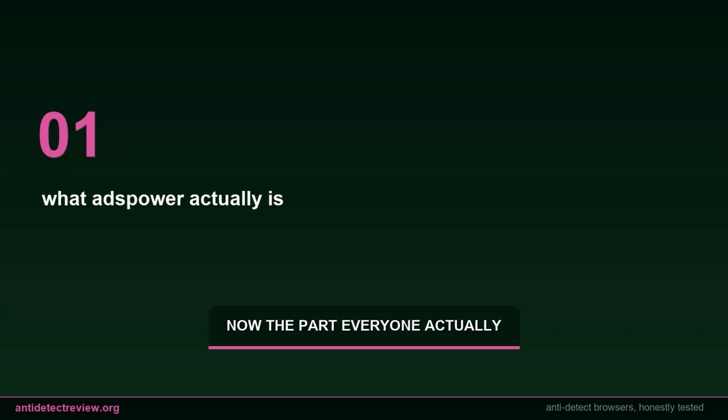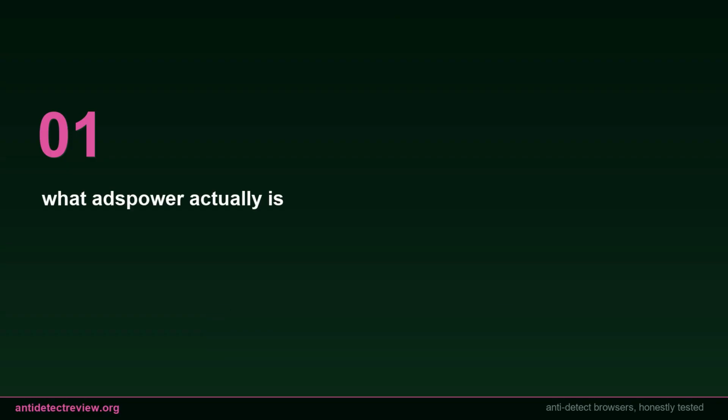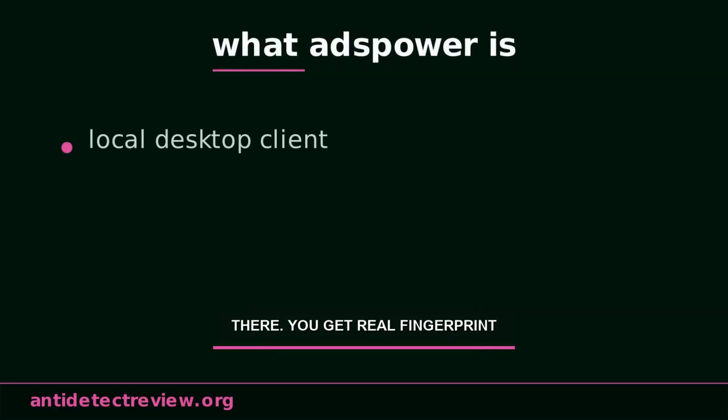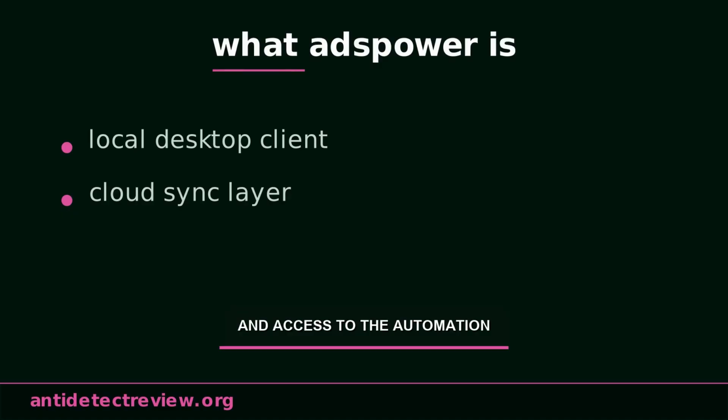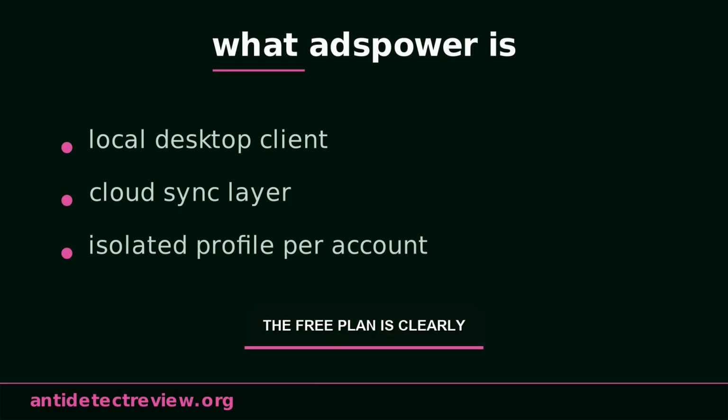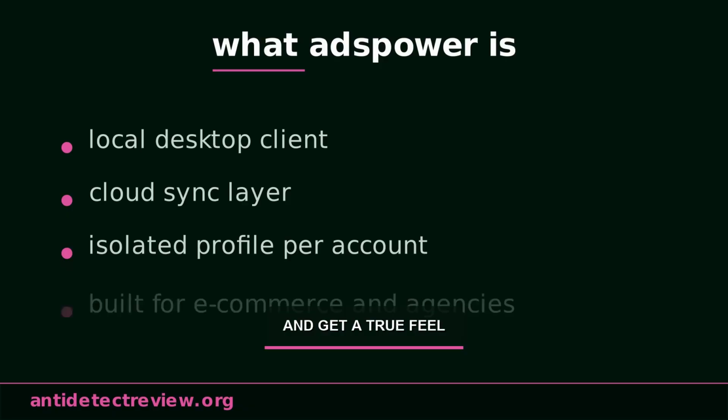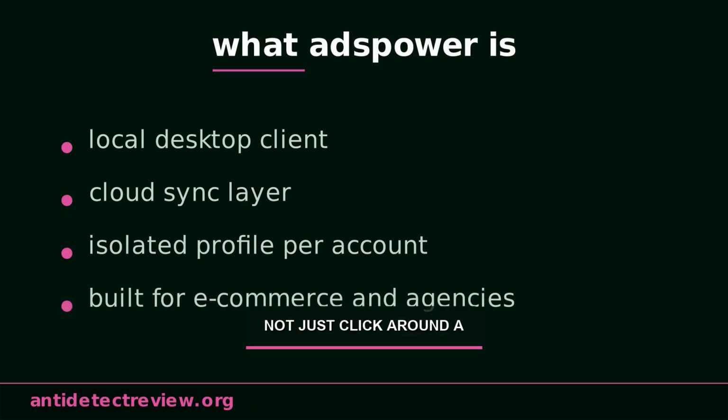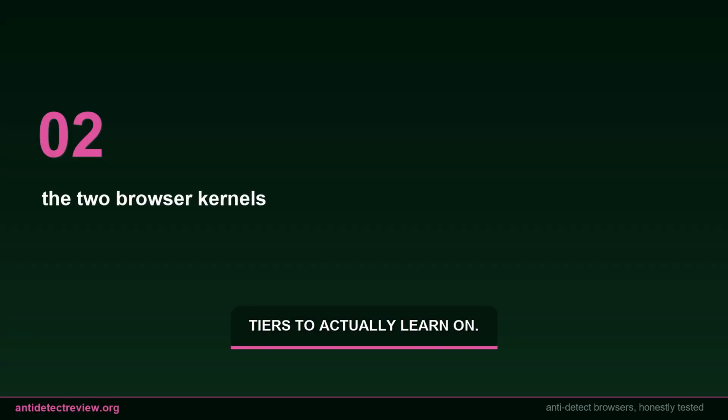What the free plan includes. Now the part everyone actually wants. The free plan gives you a small number of profiles, single digits, and it does not cripple the core browser to get there. You get real fingerprint management, per-profile proxy assignment, and access to the automation tooling, which is unusually generous for a free tier. The free plan is clearly meant to let you run a couple of real accounts and get a true feel for the product, not just click around a demo. That makes it one of the more useful free tiers to actually learn on.